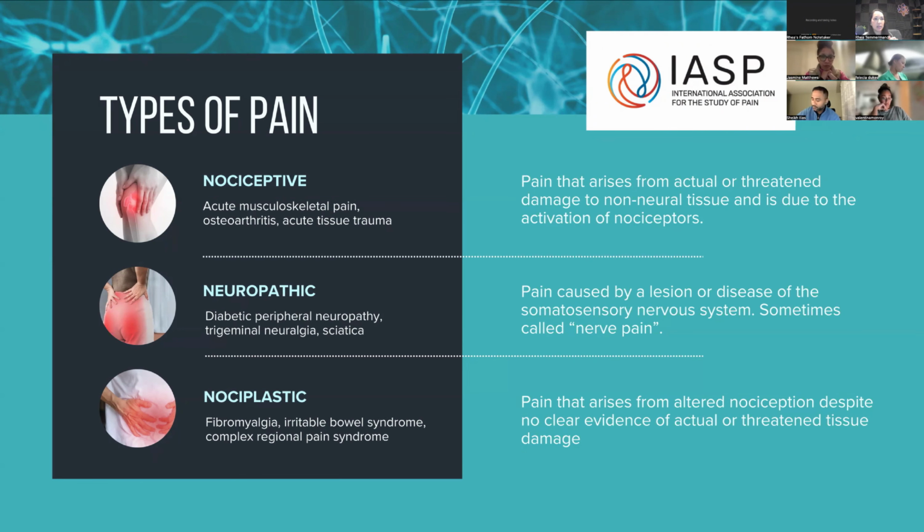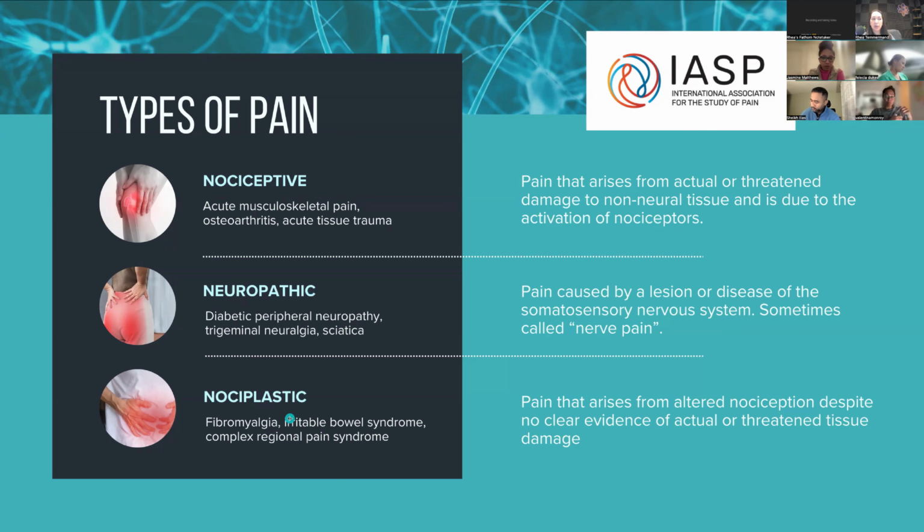Neuropathic pain is a lot different. So this is when there's damage to the neuron itself. So something is going on with the somatosensory nervous system, or we call this nerve pain. So the neuron is damaged, and lots of diseases cause this, like diabetic peripheral neuropathy, trigeminal neuralgia, sciatica, any type of nerve pain, damage to the neuron.